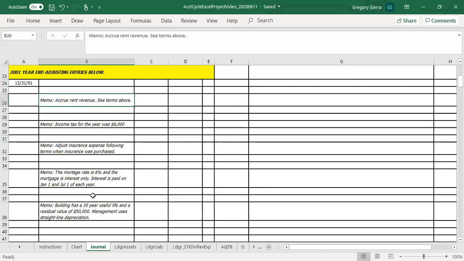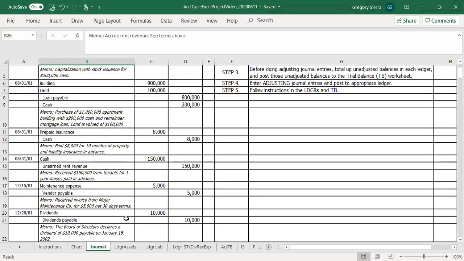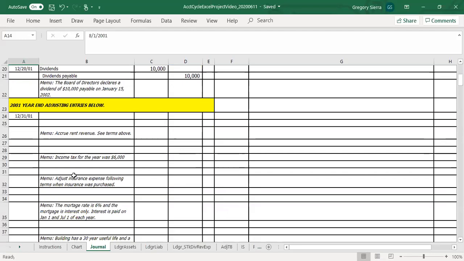So it tells us to accrue rent revenue, see terms above. So that happened here. It was $150,000 for 12 months on August 1st. So we have to count how many months are left in 2001. August, September, October, November, December. That's 5 months, and we have to multiply times the rent per month. And what we're going to do is recognize, and I'm going to do the accounts first.